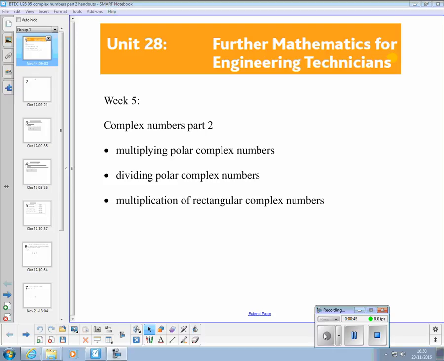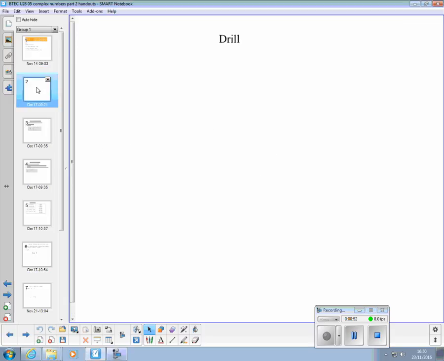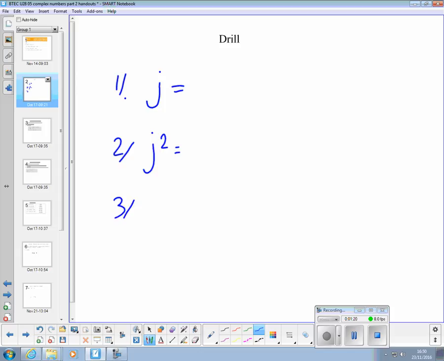What I'd like you to do now is I'm going to write some quick drill questions on here. We'll just spend about 5 minutes doing this. If you've got someone next to you who wasn't here last week, you might like to help them out with what we're going on with here. Alright, so first of all, number 1. J equals 2. J squared equals, J cubed equals.